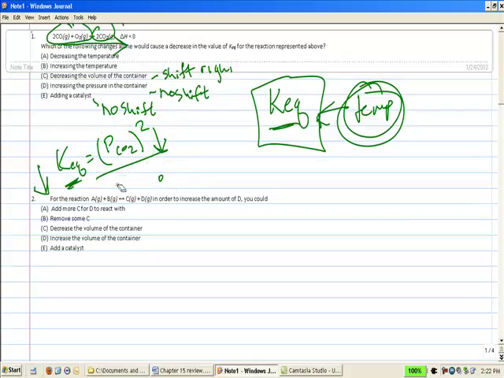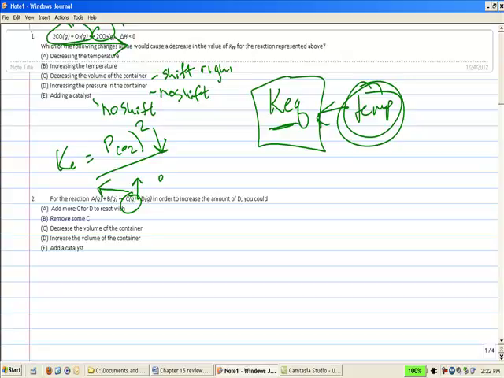Okay, and that's it for question number 1. Number 2, for the reaction A plus B in equilibrium with C and D, in order to increase the amount of D, you could A, add more C for D to react with. If I add more C, that means the pressure of C is going to go up. If the pressure of C goes up, you want to use up that C and cause the reactant to shift to the left.